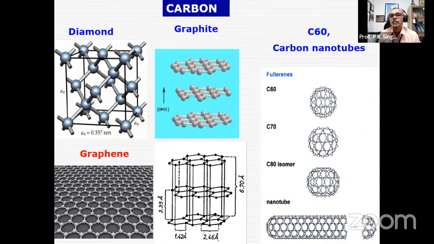Because using this graphite source, we have derived carbon-based material, not from graphite. You can say we are not taking graphite. We have derived carbon from plastic waste, and then we are trying to use it from the device point of view.